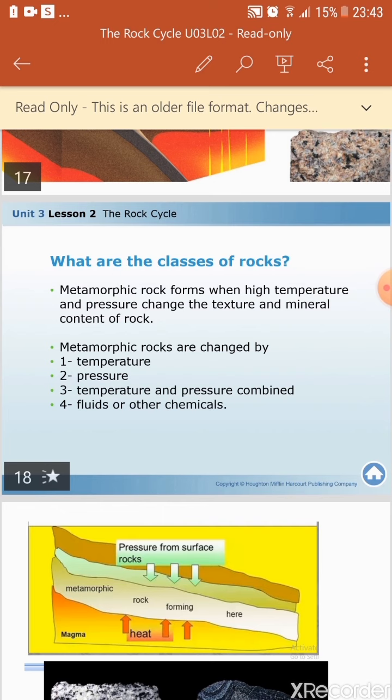So fluids that include some salts, some minerals, can react with the elements or the compounds that make up the rocks and change their composition. It changes their identity. So this is another way.